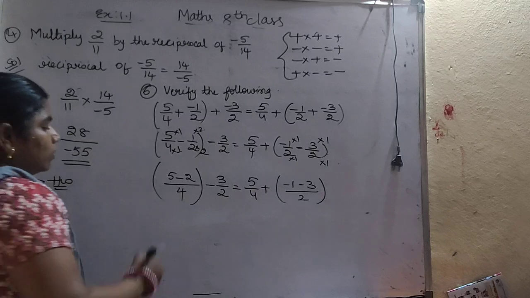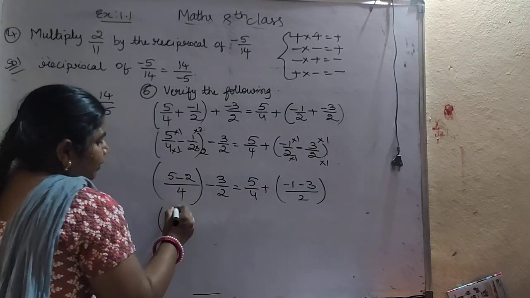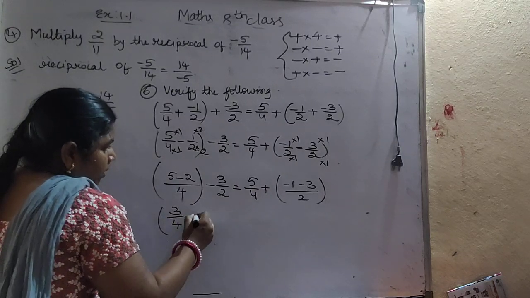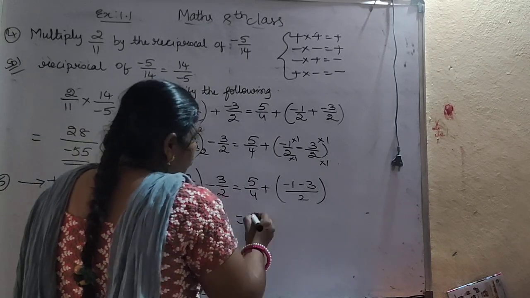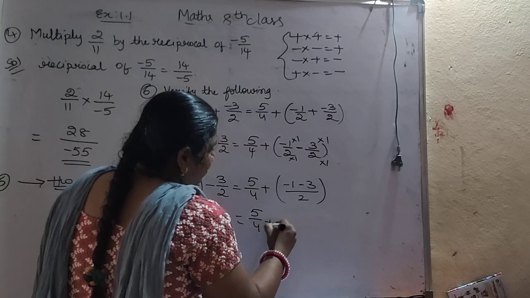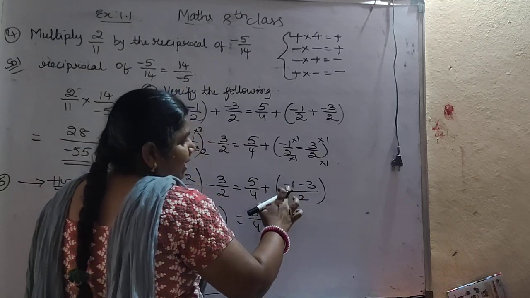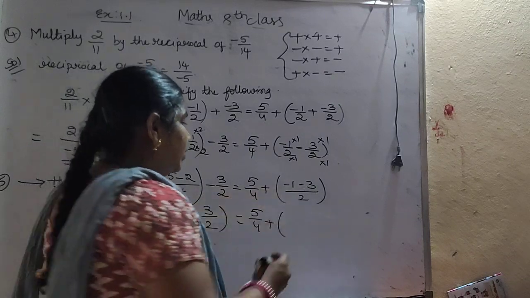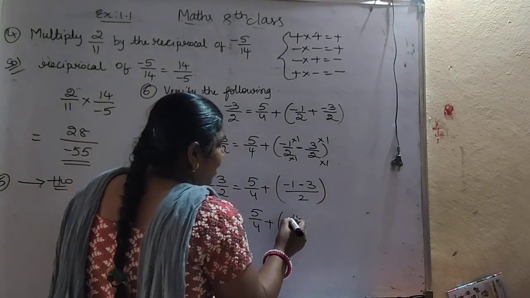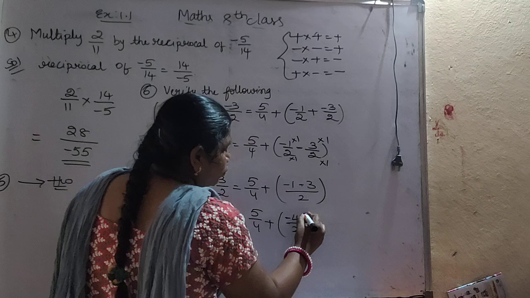Again solve the brackets. 5 minus 2 is 3 by 4. Minus this number we have to solve now, is equal to 5 by 4 plus, here how much will we get? Minus 1 minus 3. Minus 3 plus 1 will be 4. Bigger number sign is minus. So minus 4 by 2 you got.